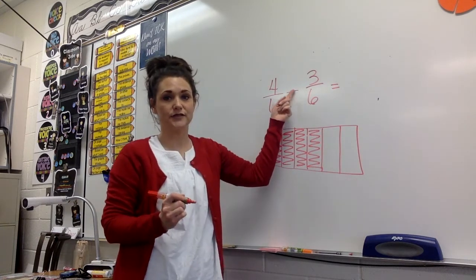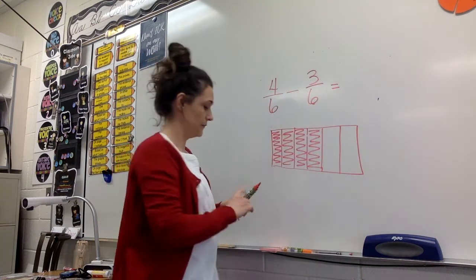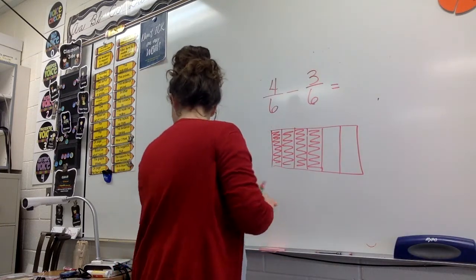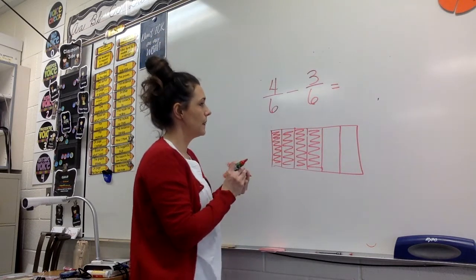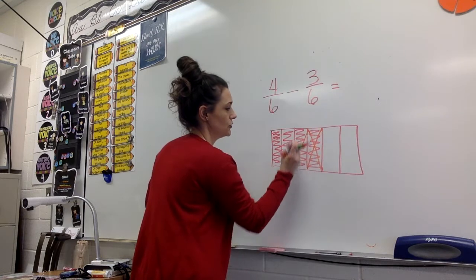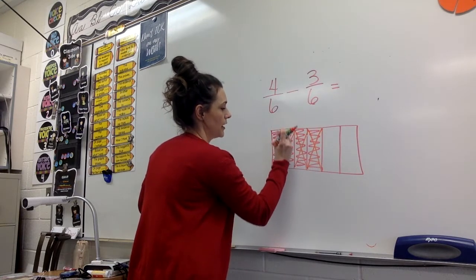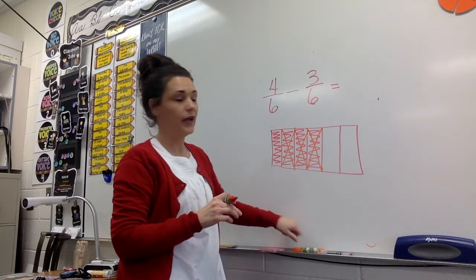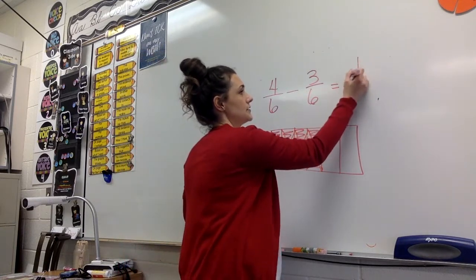And now I'm just going to subtract off 3 of them. So I'm going to switch colors here, and I'm going to X off 3 of them: 1, 2, and 3. So how many sixths do I have left over? I have 1 sixth left.